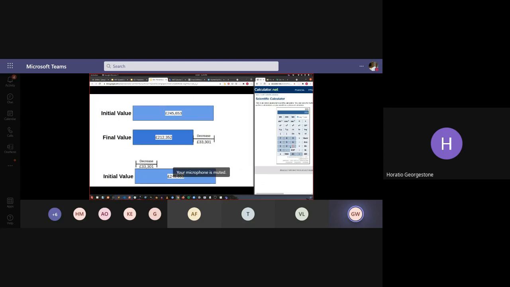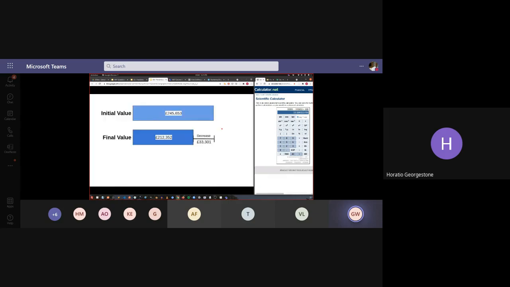So 33,301. Now, there's an easy mistake to make here, which is dividing by the wrong amount. So make sure you always divide by the initial amount. Always double check, take your time to make sure you're dividing by the initial amount. Doesn't matter if it's an increase or a decrease, we always divide it by the initial amount. And then let's times by 100 to make that into a percentage. And we get 13.56% was the size of the decrease there.